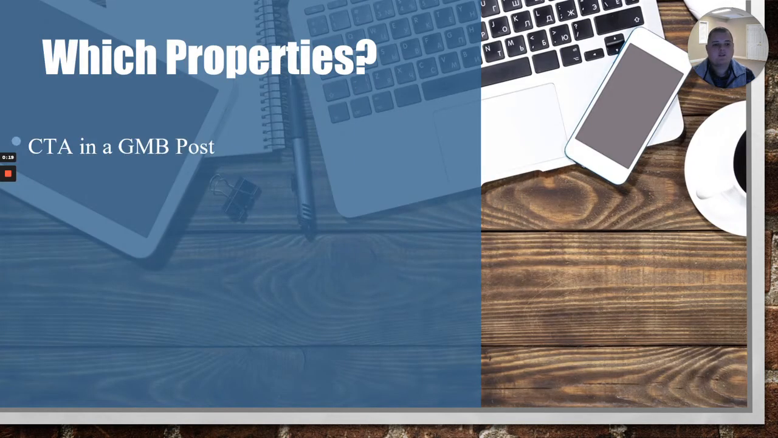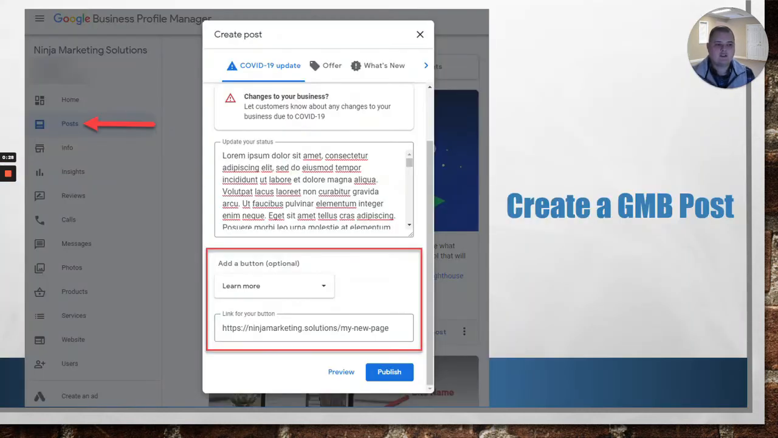First off, we're going to create a GMB post, or a Google Business Profile post now as they're called. You'll still hear me call it GMB. And we're going to create a call to action with our link. Here's what it might look like.